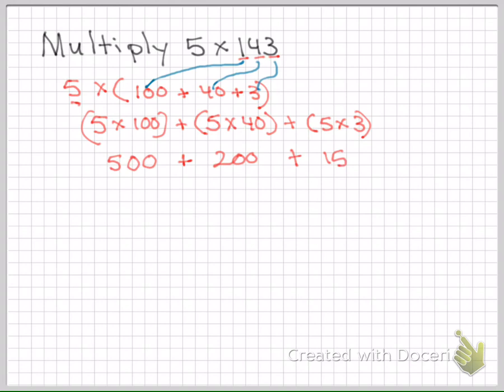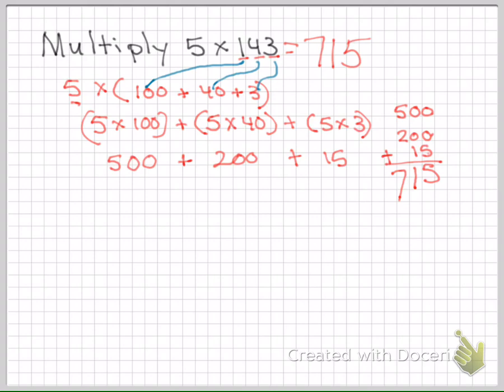To get our answer, all we have to do is add up our partial products. 500, 200, 15. We add them up. 500 is 5, 100 is 1, 2 plus 5 is 7. So the answer to this problem is 715.